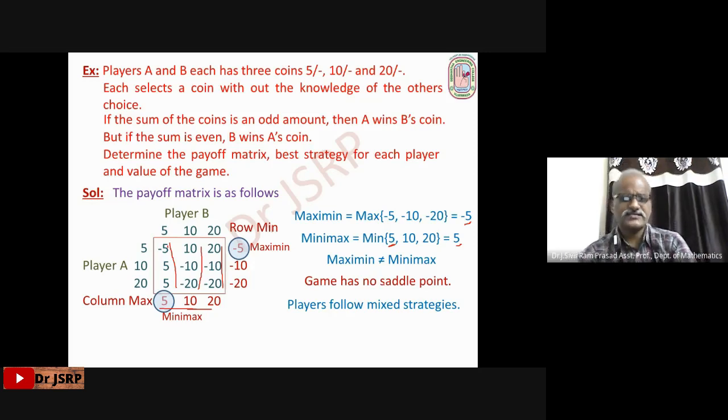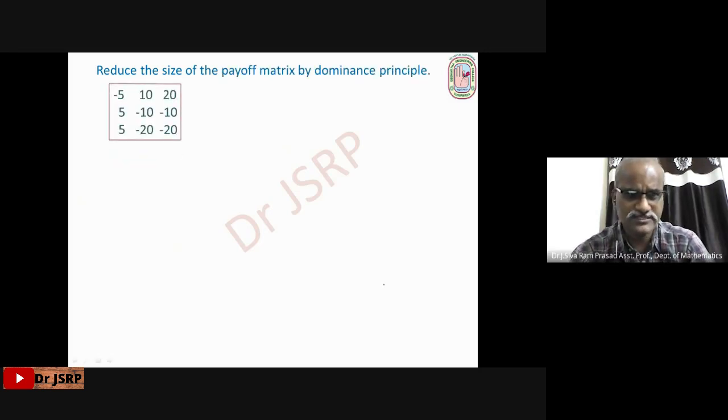Next step is to try to reduce the size of the game up to 2x2 by using the dominance principle. Reduce the size of the payoff matrix by the dominance principle. So this is the payoff matrix. First, start with rows. Compare the first two rows, row 1 and row 2.